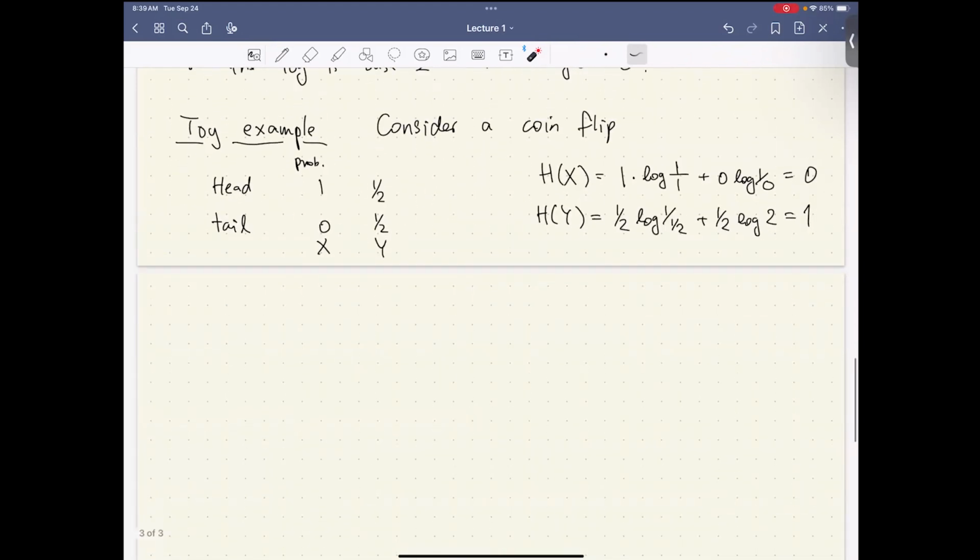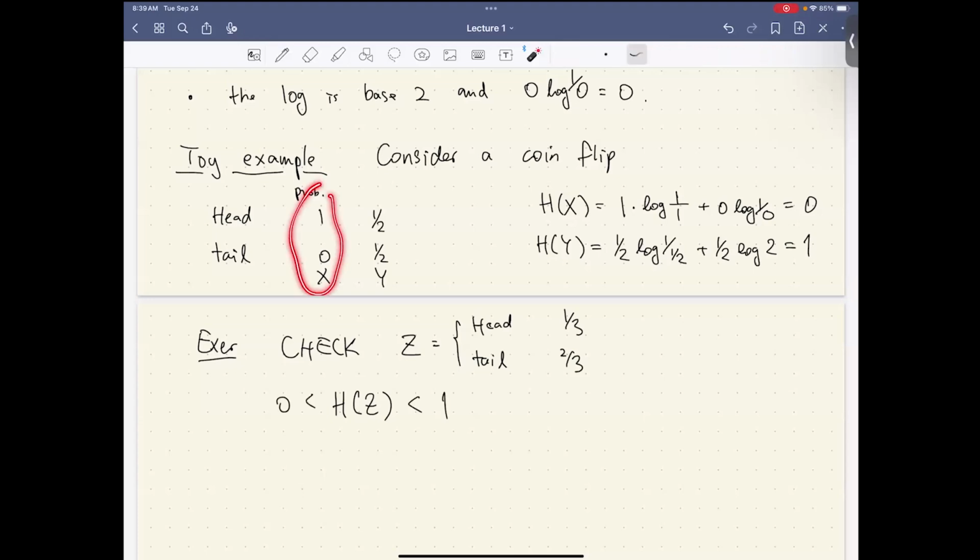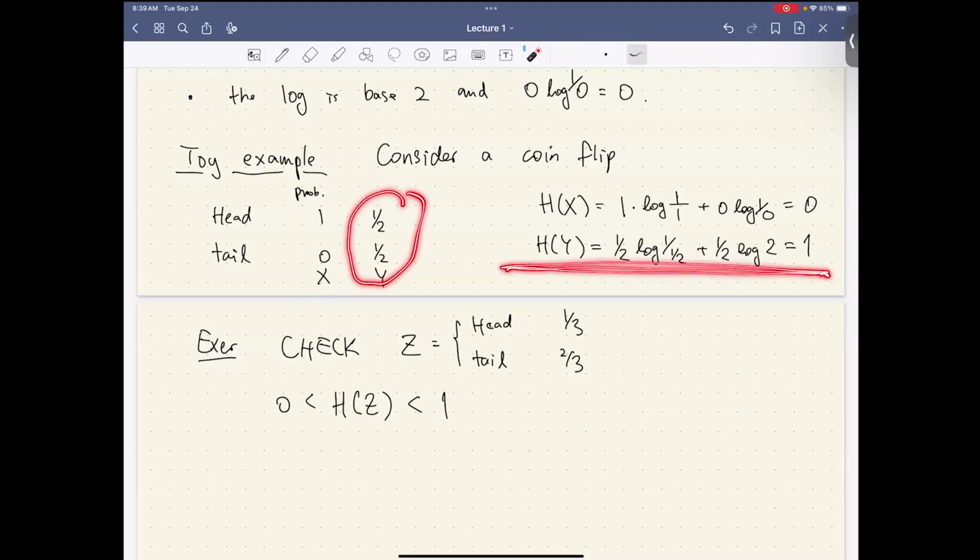I'll leave it as a simple thing to check. This is a very simple exercise: if we have a random variable Z that takes value heads with probability 1/3 and tails with probability 2/3, then H of Z is somewhere between 0 and 1, where 0 is no surprise and 1 is the maximum surprise because it's a fair coin. Every side is equally possible. Whereas in the tilted case, if you are more likely to get tails, then the amount of surprise is less because we know the outcome is more likely tails.